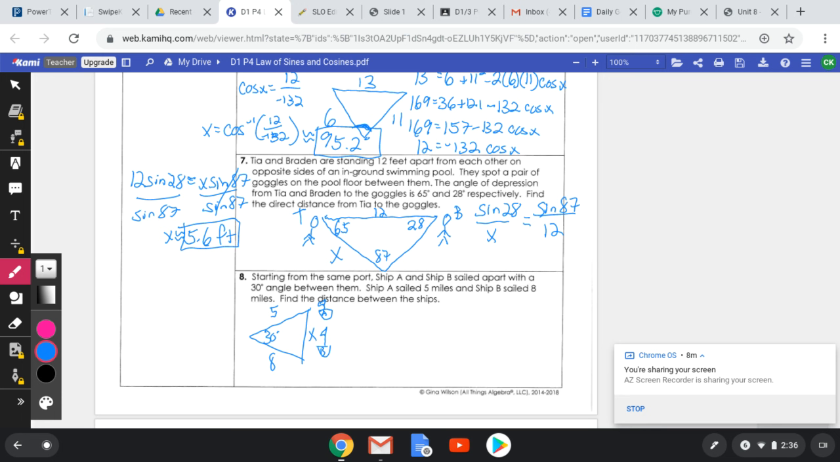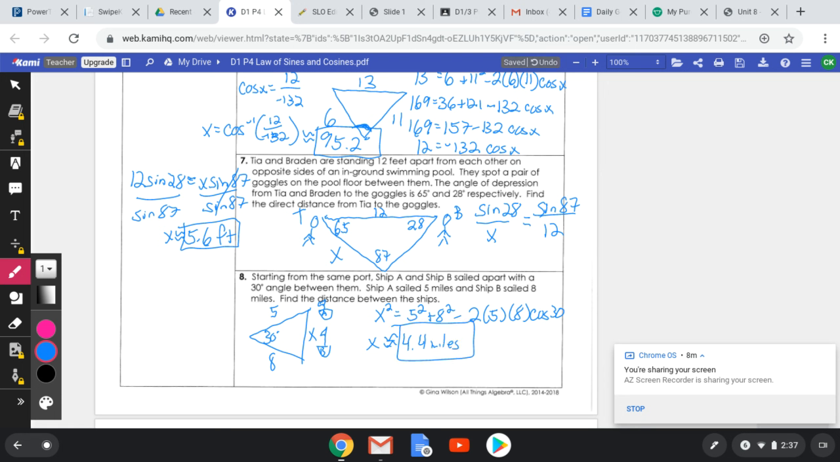So I would have x squared is equal to 5 squared plus 8 squared minus 2 times 5 times 8 times the cosine of 30. And now I could just plug this into the calculator with the square root. So we do that here. Square root of 5 squared plus 8 squared minus 2 times 5 times 8 times the cosine of 30, taking out the parentheses there. And I would get that they're roughly around 4.4 miles away.